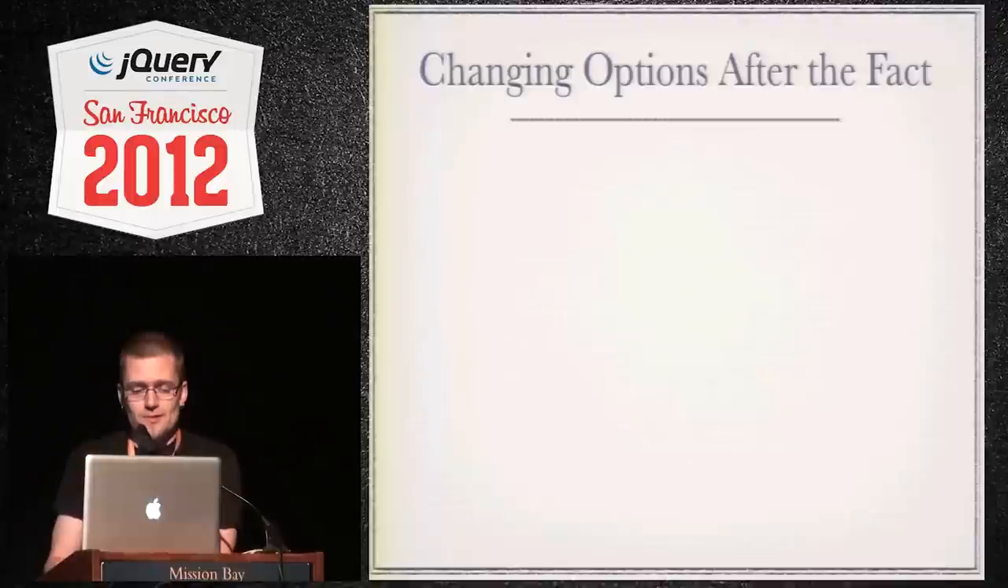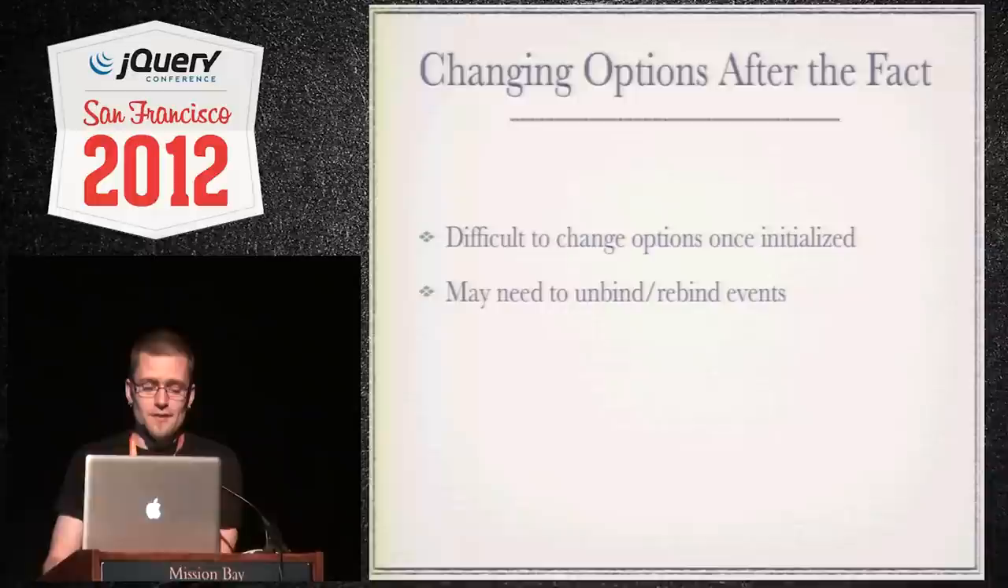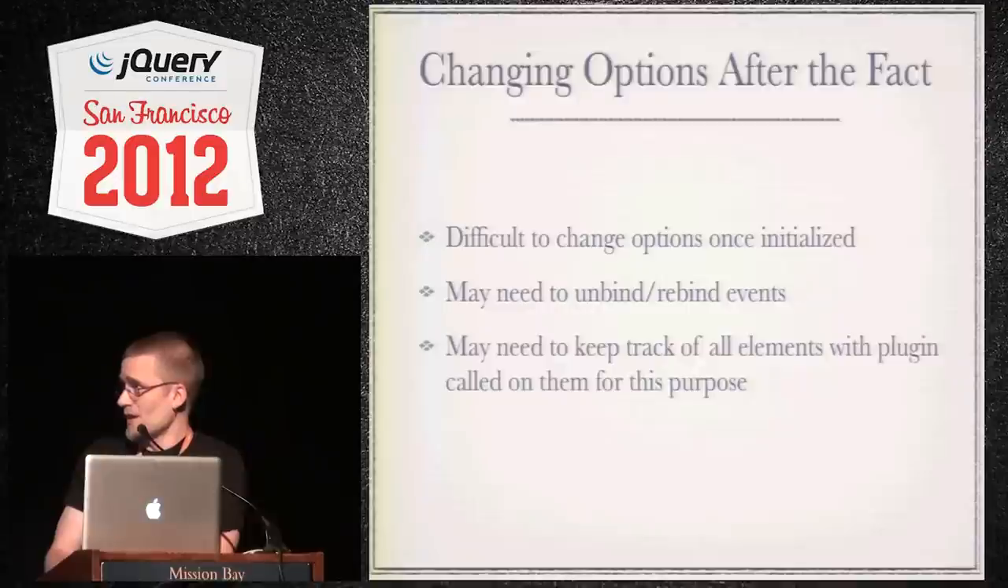So another option is changing the options after the fact. But it's difficult to change the options in this case once the options are passed in and the plugin's initialized. We don't have that exposed anywhere on the object, so we don't have any way internally or externally to modify that without unbinding and rebinding it. So you may need to unbind and rebind events in this instance, which is really messy.